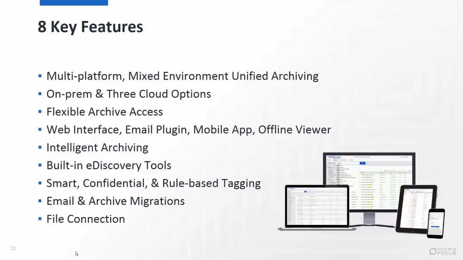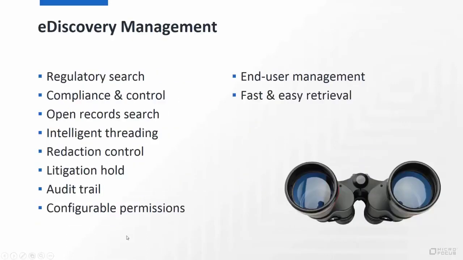The intelligent archiving that I talked about. Those built-in eDiscovery tools to be able to search, browse. Also, being able to have tagging where you can actually tag messages as confidential. You can tag them as they're archived or after they're archived. And then we give you the ability to migrate email systems efficiently, like I talked about. So those are those key features.